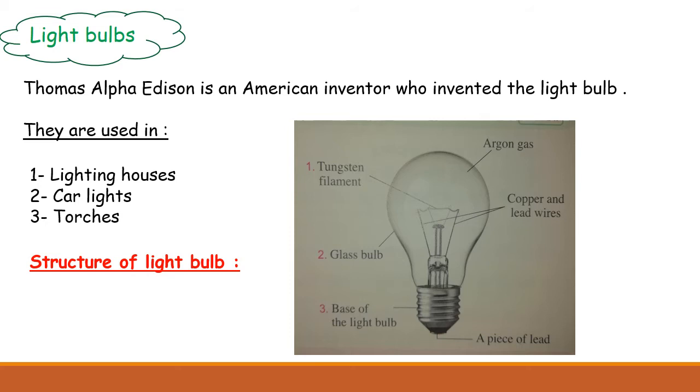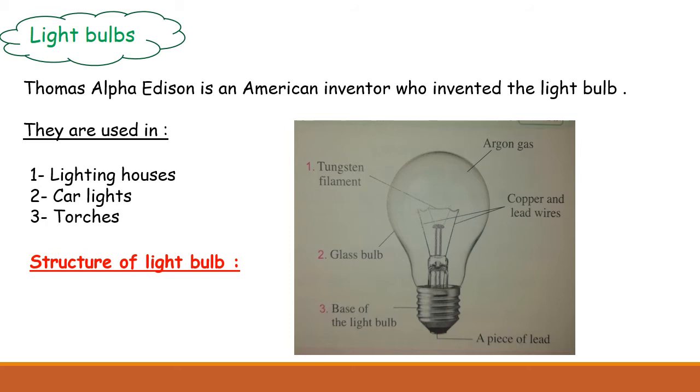This gas doesn't burn and doesn't help in burning also. It's an inactive gas. It's called argon gas. Also, inside this glass bulb, there is the most important part, which is called the tungsten filament.